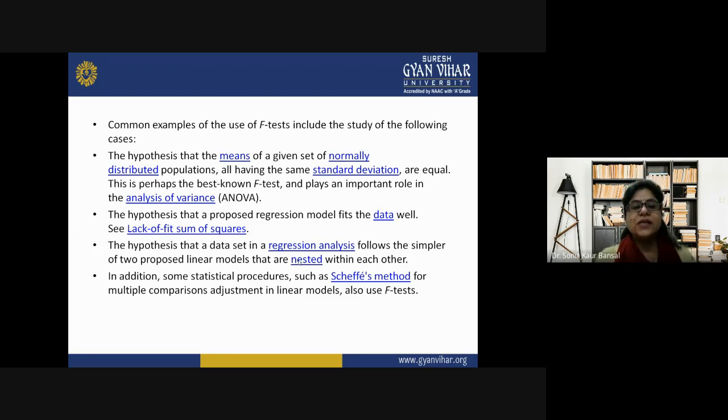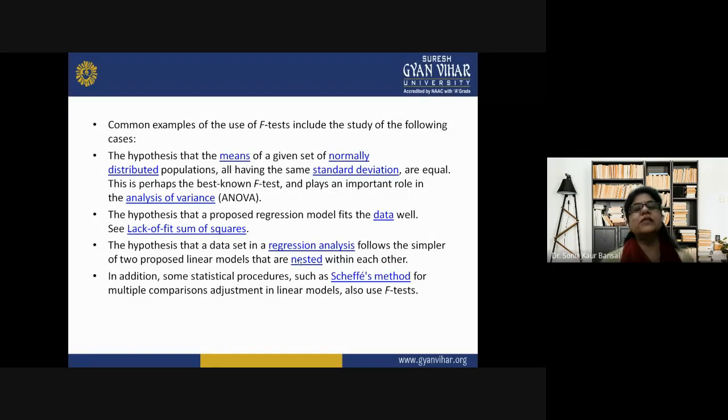The hypothesis that a proposed regression model fits the data well. So this is something, lack of fit sum of squares, how we are going to see that. Now, the hypothesis that a data set in a regression analysis follows the simpler of two proposed linear models that are nested within each other. In addition, some statistical procedures such as Scheffe's method for multiple comparison adjustment in linear models also use the F-test.